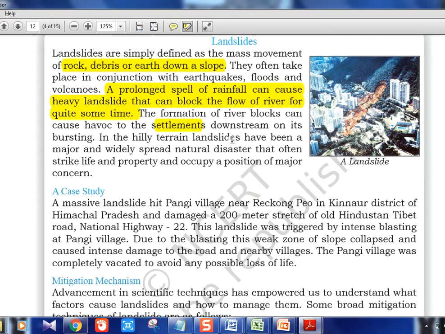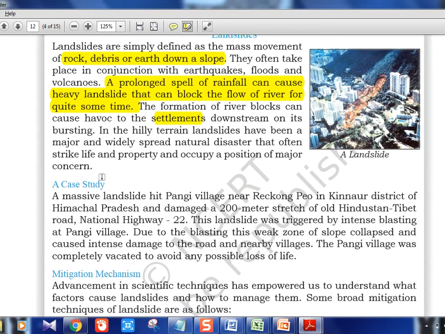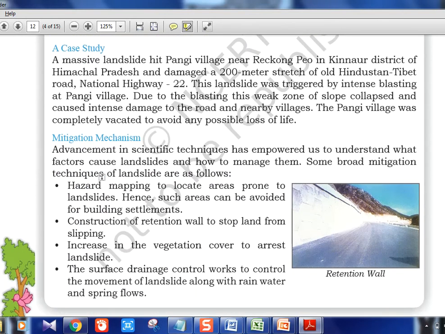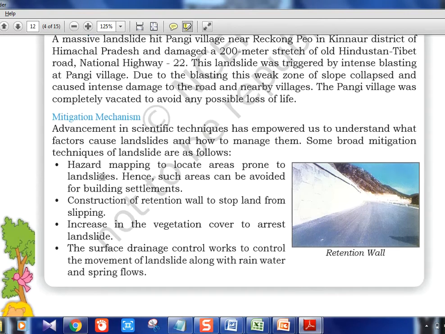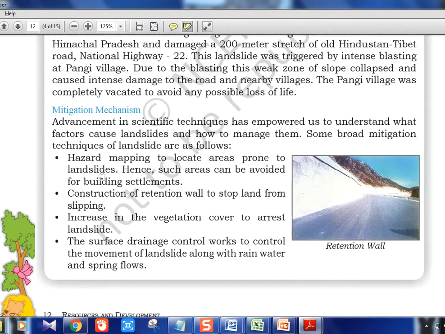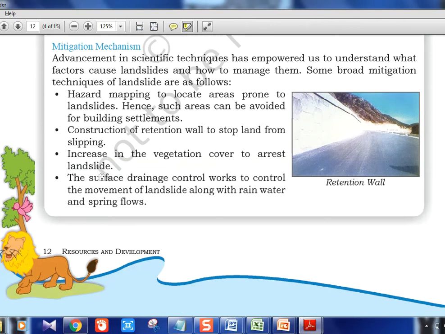In hilly terrains, landslides have been a major and widely spread natural disaster that often strikes life and property and occupies a position of major concern. So again, it is a disaster. The case study they have given is not important for us. For the ethics paper, case studies often come up with this kind of disaster management thing, like suppose you are the district collector of some place and such a thing happens, then how will you manage? It has been asked 2-3 times, so you should know. Even in the interview it is asked.